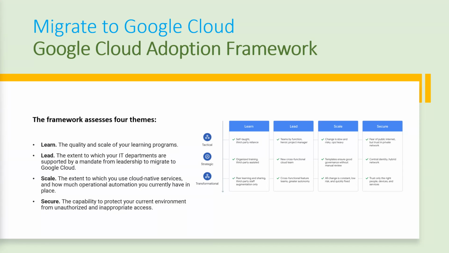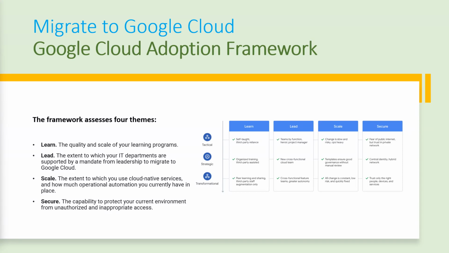So basically, it assesses four themes: learn, lead, scale, and secure. So what is learn? The quality and scale of your learning programs, like self-taught, third-party reliance, organizational training, third-party assisted, peer learning and sharing, third-party staff augmentation only. So these come under learn.